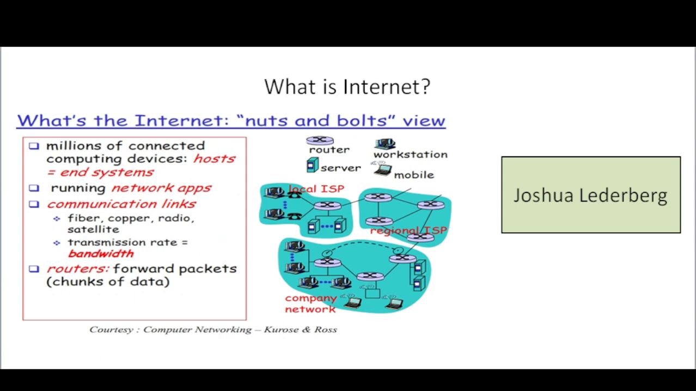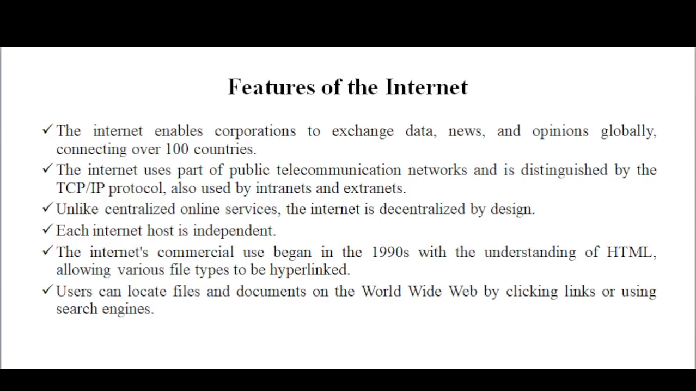So this is all about this slide. And then features of the internet. First, the internet enables corporations to exchange data, news, and opinions globally, connecting over 100 countries. The internet uses part of the public telecommunications network and is distinguished by the TCP/IP, that is transmission control protocol, internet protocol, also used by intranets and extranets.